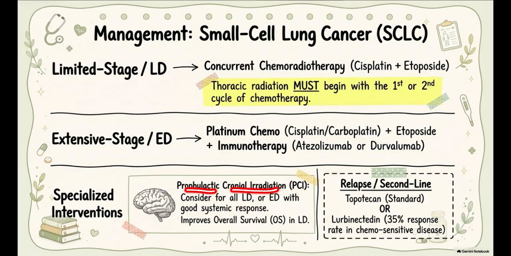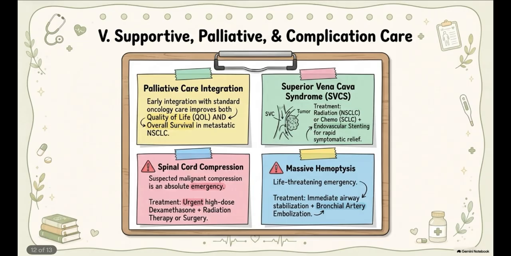For specialized interventions, consider prophylactic cranial irradiation for all limited stage patients or extensive stage patients with a good systemic response. It improves overall survival in limited stage disease. For relapse or second-line treatment, topotecan is the standard. Alternatively, you can use lurbinectedin, which shows a 35% response rate in chemosensitive disease.